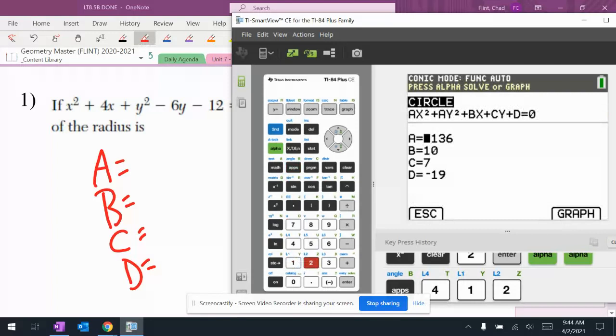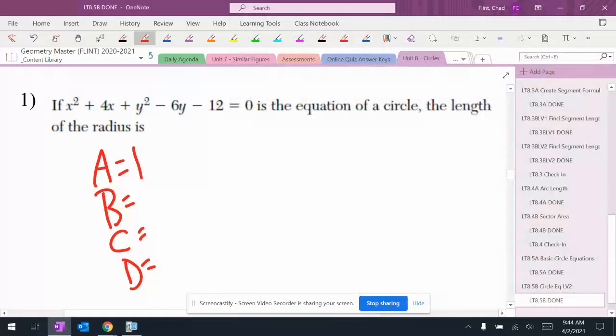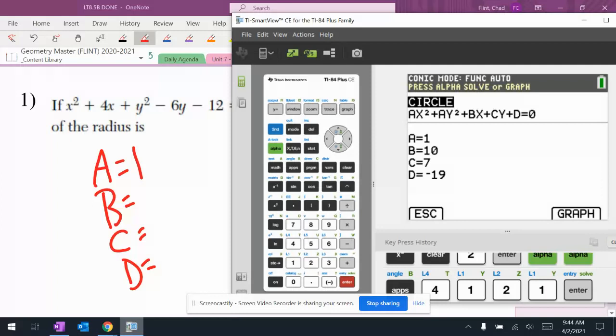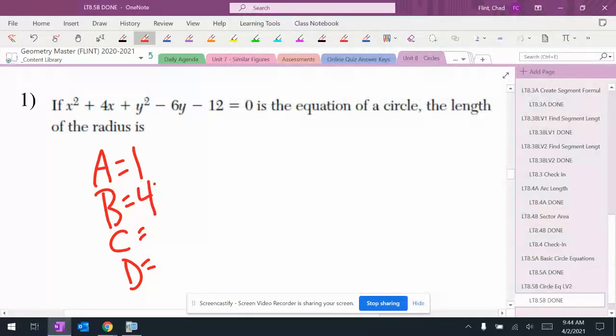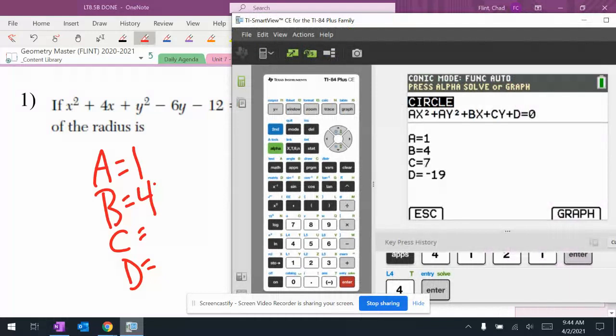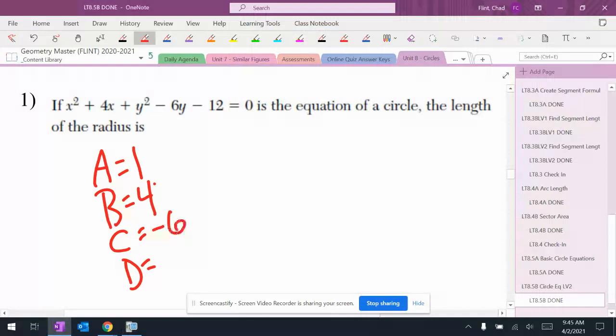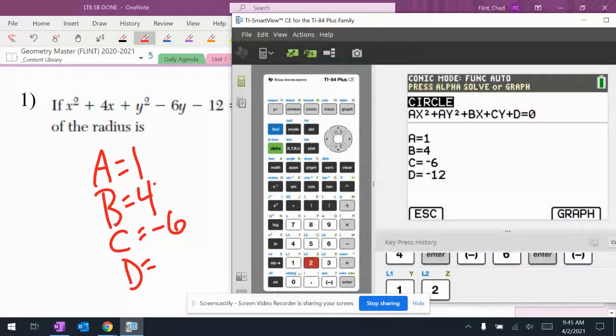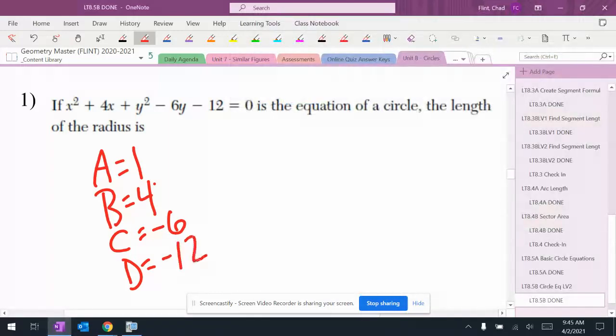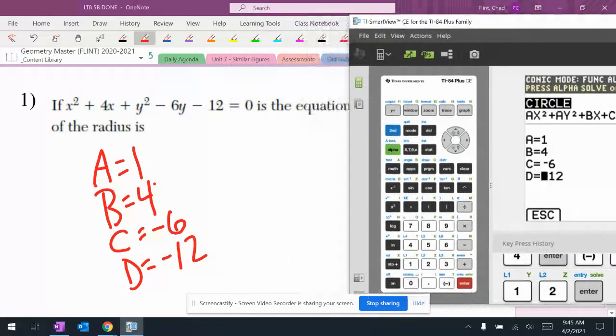So I look at the equation across the top, and it says ax squared, ay squared. The number in front of the x and y squared is a 1. So I'm going to put a 1 down, and I'm also going to write a 1 right here. All right, the b, it shows is in front of the x. That's a 4. So I'm going to put a 4 there and a 4 here. The c, it shows in front of the y. That's a -6. So make sure you hit the negative -6. And then the d is the number all by itself, which is -12, so -12.